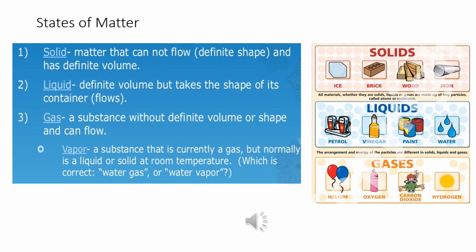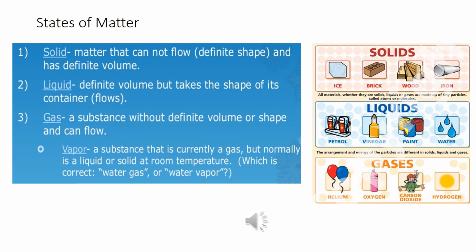Second state of matter is liquid. Liquid has definite volume but takes the shape of its container. Means liquid can flow. Like if you pour, suppose, 200 milliliters of a liquid from one container to another, it will take the shape of the other container. So the shape can be changed. Suppose you pour water from a glass to a bowl, it will take the shape of the bowl, it can change.